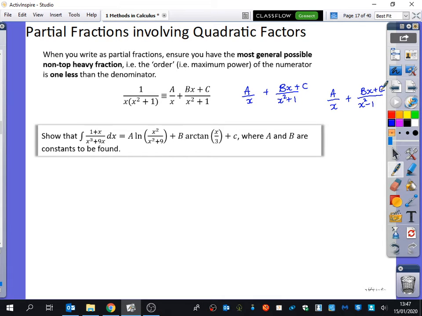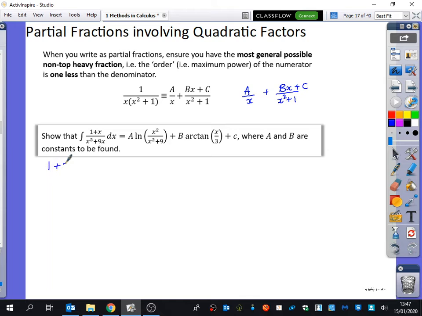So if it's x to the 4, let's say you had x to the 4 plus 1 and an x, and I don't know, whatever, 1 over that, it would break down into a over x plus bx cubed plus cx squared plus dx plus e all over x to the 4 plus 1, okay? And this is where the five simultaneous equation solver is going to be pretty useful.